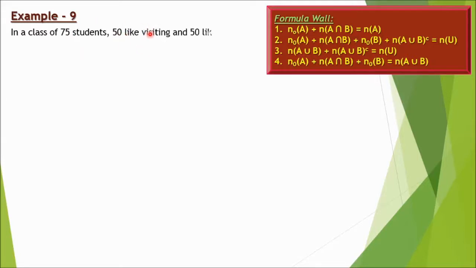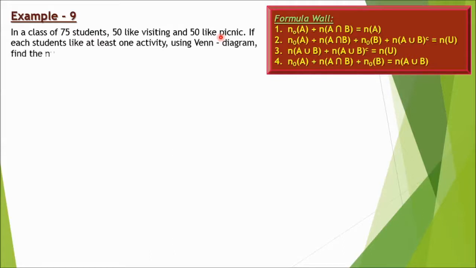Visiting means visiting some places, museums, or some scenic place. And 50 like picnic, they want to visit a single place where they will sing, dance, eat, and enjoy with their friends. So 50 like visiting, 50 like picnic, and each student likes at least one activity. Now this one I'm going to explain later on. Using a Venn diagram, find the number of students who like both.